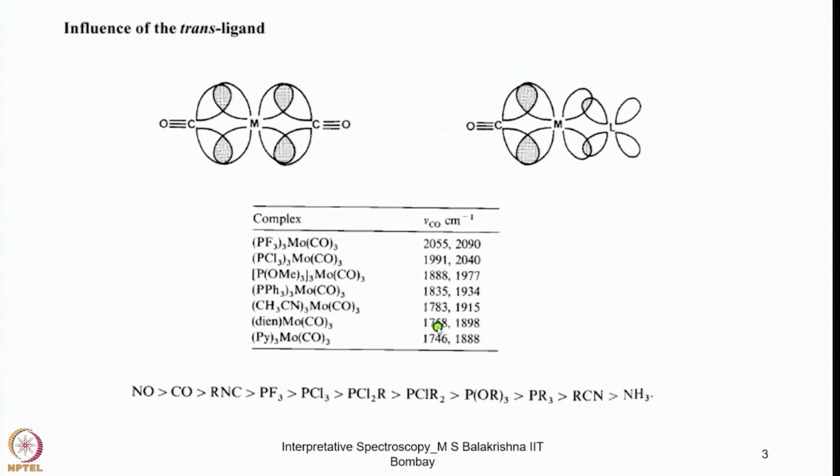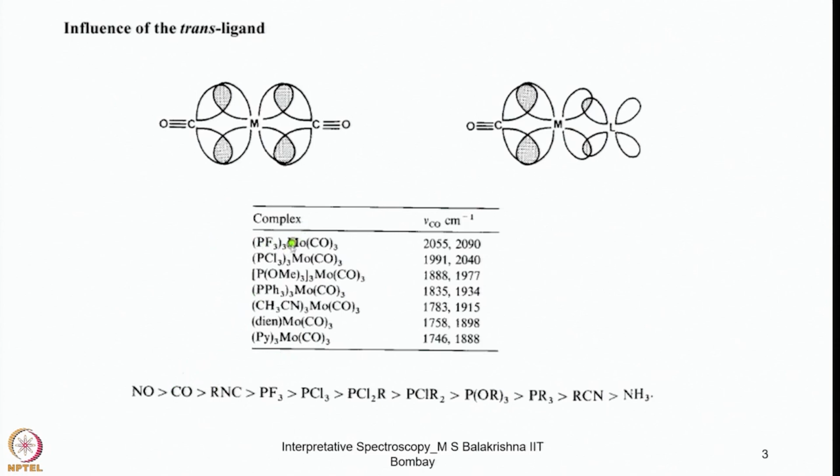Stretching frequency drops considerably here. And also how immensely this data helps in arriving at different positions of these ligands in the spectrochemical series can be seen here. And of course, when we talk about the position of ligands in a spectrochemical series, we are considering sigma donor ability, pi donor ability, as well as pi acceptor abilities. Considering all those things, we have made the spectrochemical series.